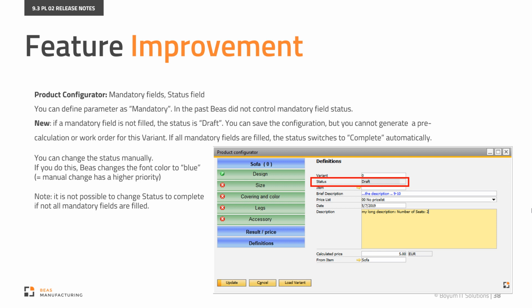The status can be changed manually, and when doing so, Beas changes the font color to blue. That is, manual change has a higher priority. Please note that it is not possible to change the status to complete if not all mandatory fields are filled.